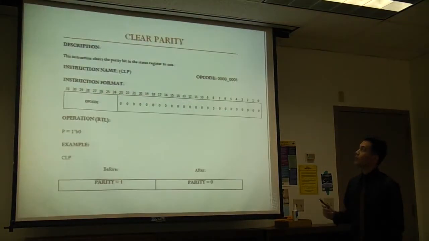We have clear parity, basically the opposite of set parity. Our opcode is all zeros except for the last bit, which is 1. Same instruction format as the flag and processor. We have the RTL over here, parity equals 0, and then we have the example over here, before and after.